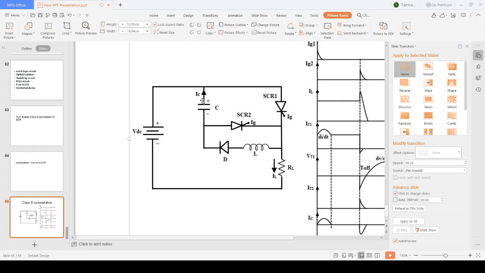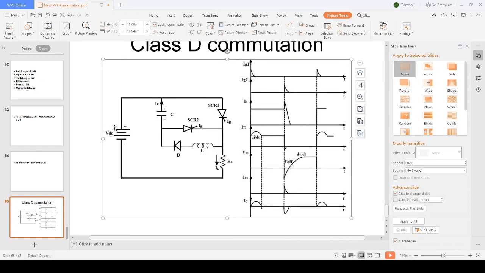So at the end of this discussion, please solve the homework question. What is the homework question? Draw the circuit diagram of class D commutation. This is a homework question for all of you.